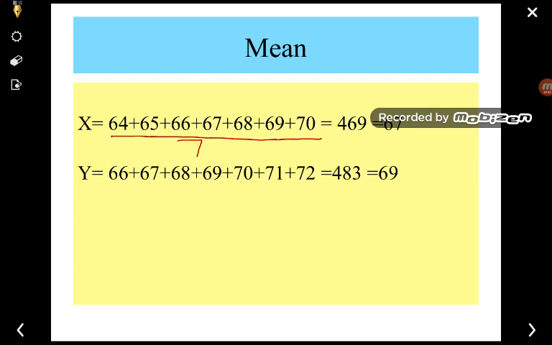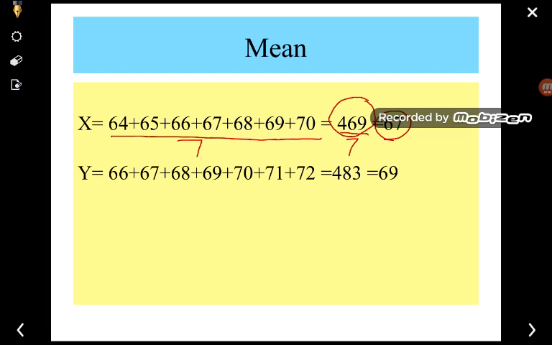So we add all these values of x and then divide by 7. Altogether it comes to around 469. 469 divided by 7 gives you 67.